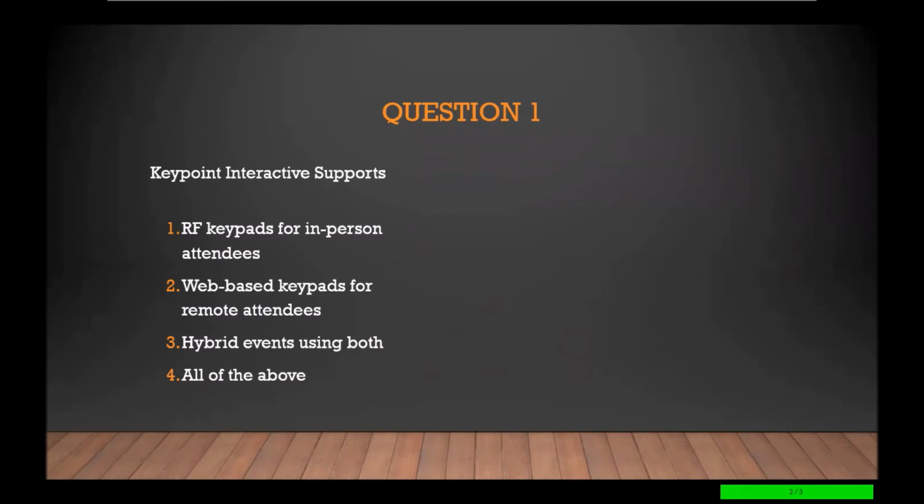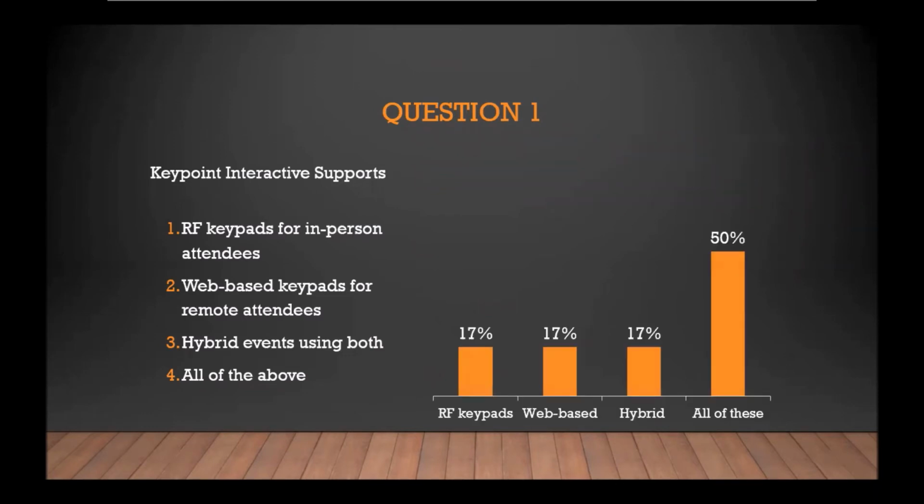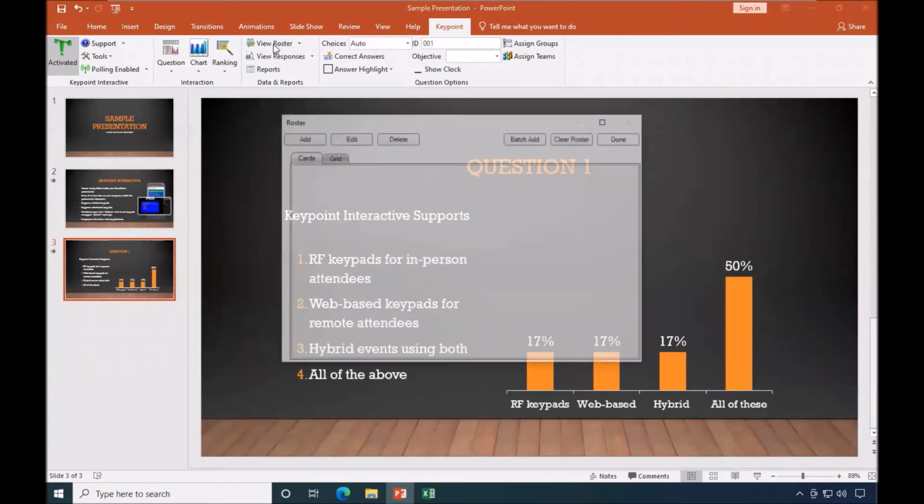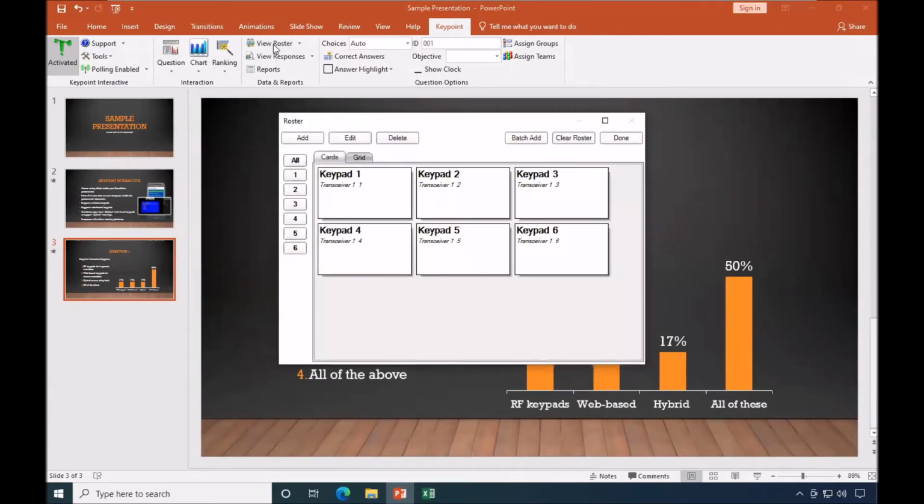I'm going to vote with a few more keypads, and then we'll take a look at the result. Okay, it looks like we've got some data, so let's exit the slideshow and take a look at the roster. Notice that Keypoint added my keypads to the roster on the fly. Everyone's first name is the word keypad, and everyone's last name matches their keypad number.